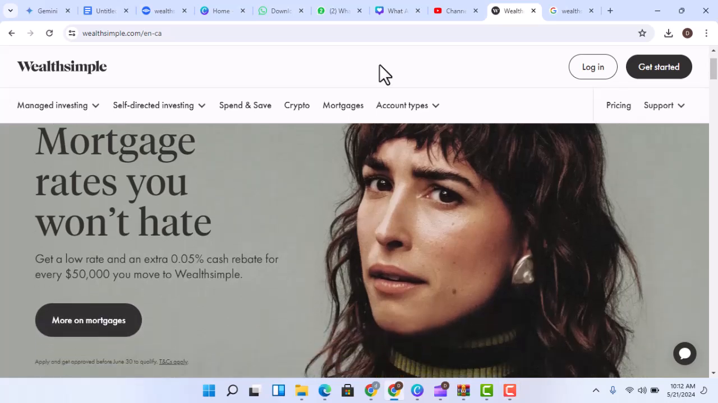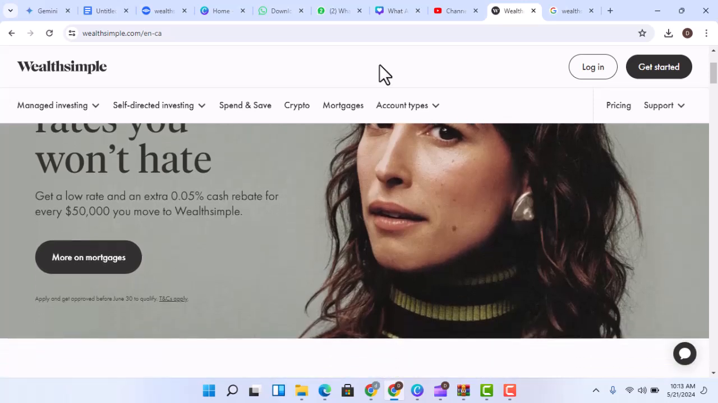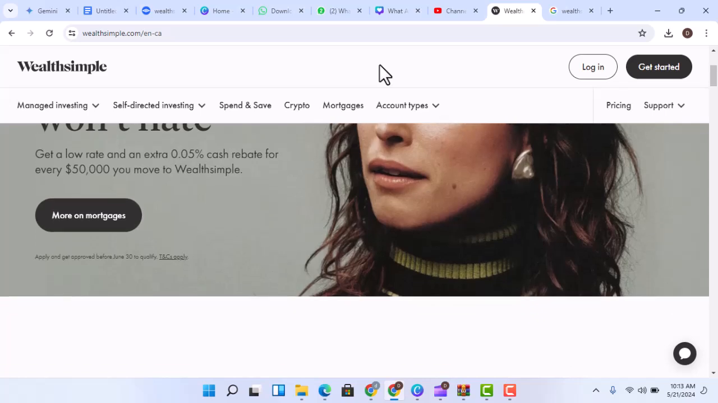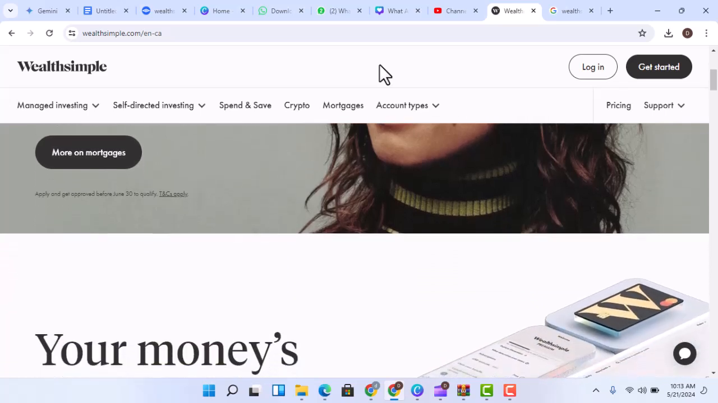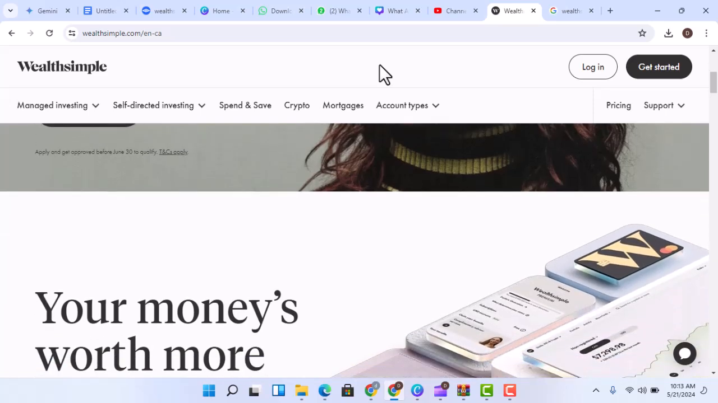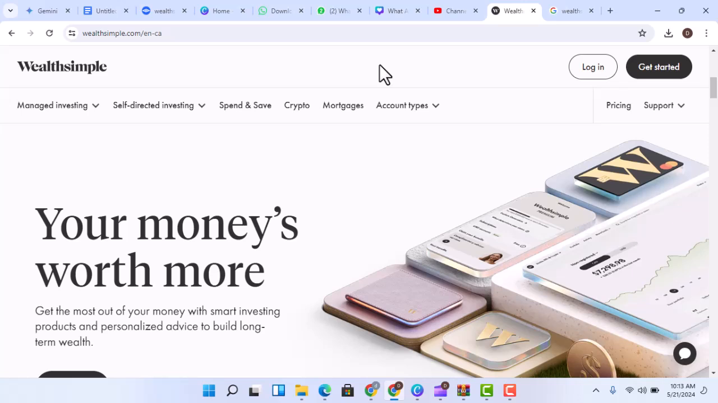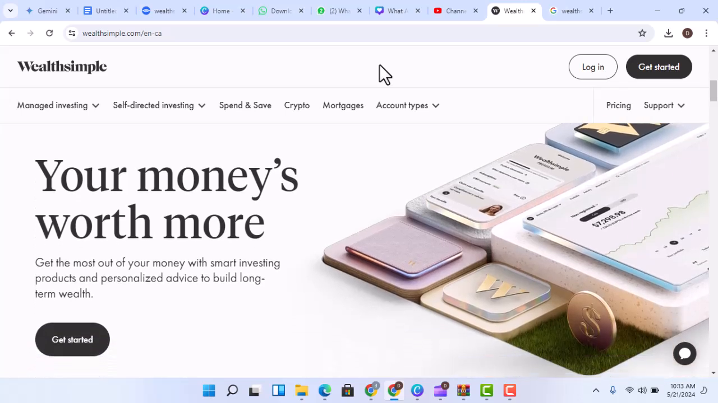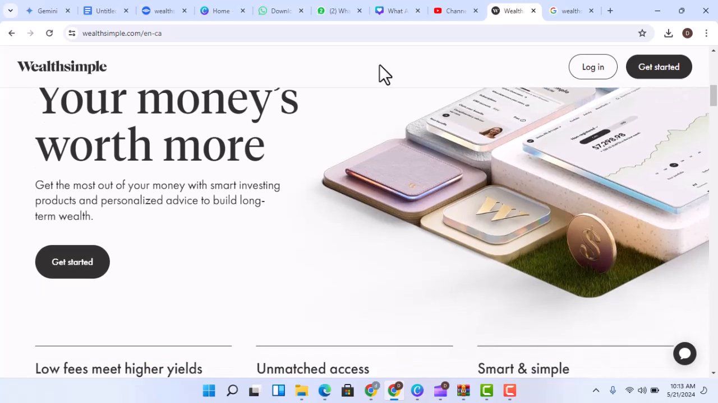Before we get to the nitty-gritty, let's talk about Wealthsimple itself. It's a Canadian financial technology company that offers a range of investment and wealth management services. They've gained a lot of popularity for their easy-to-use platform and low fees. But what's behind the scenes? What technology powers this user-friendly experience?